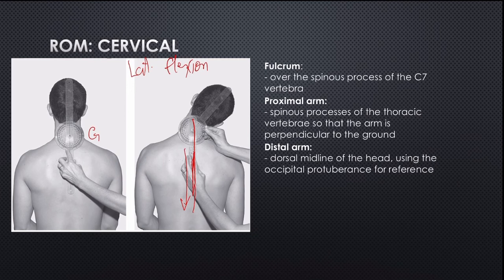Okay, the distal arm, it's still perpendicular, but what? It should be on the dorsal midline of the head, using the occipital protuberance for reference. This is another bony landmark to consider, the occipital protuberance. If you know where it is, it will guide you to the region for your distal arm. Okay, then ask the patient to laterally bend, then still firm because of the stretching of the muscles.